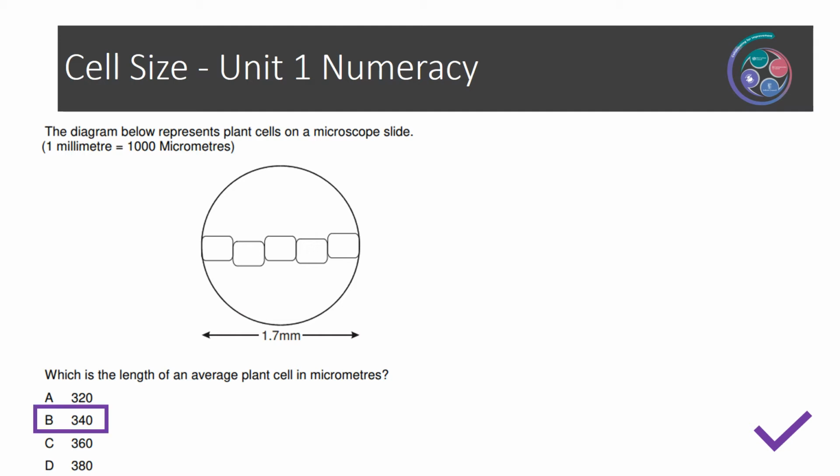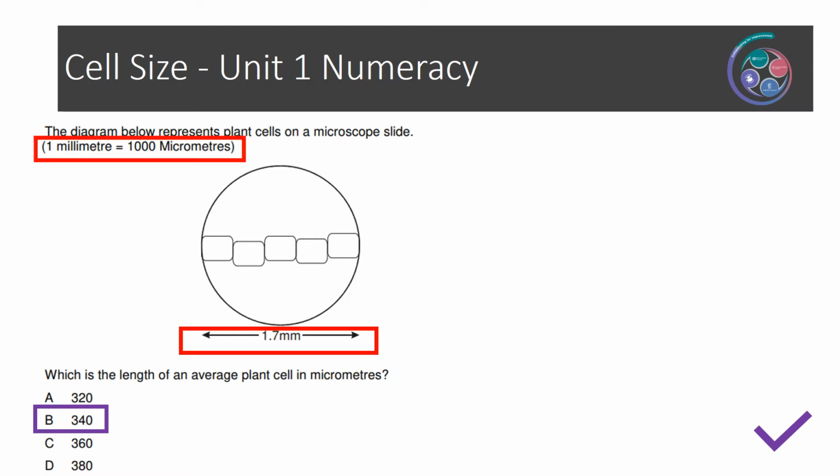The answer was B, 340. How did we get to this answer? The first thing I always recommend doing is looking to the question for key information. Here I've highlighted that the diameter of the microscope slide is 1.7 millimeters. I've also seen a conversion: 1 millimeter equals 1000 micrometers. These are both key and essential pieces of information for you to calculate the average length of the plant cell.